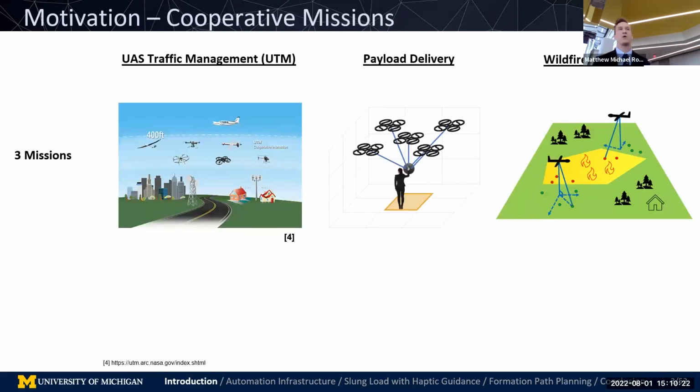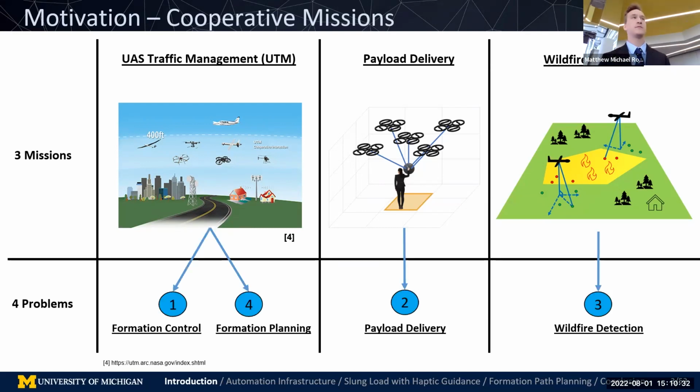The three missions that I'm focusing on in my dissertation are UAS traffic management, payload delivery, and wildfire detection. From these three missions, I'm focusing on four specific problems. For UAS traffic management, formation flying is a useful tool, so I'm focusing on formation control and formation planning, and then as well, payload delivery and wildfire detection, which I'll describe further.